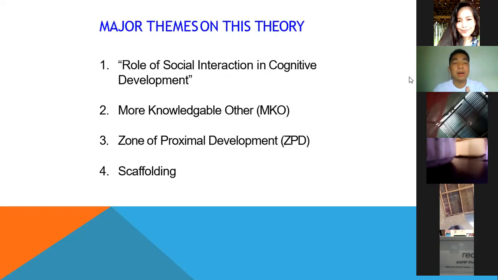Okay, these are the important terms that we need to remember for his theory. We have the role of social interaction in cognitive development, the more knowledgeable other, MKO, who they are you will find out later. We have the ZPD, zone of proximal development, and scaffolding. So let's start.